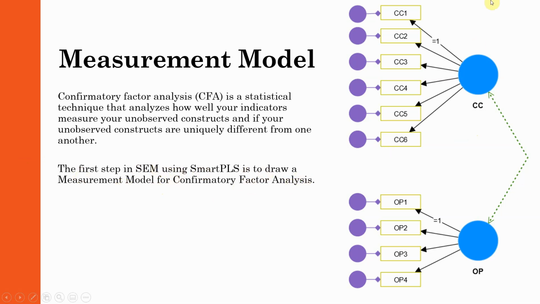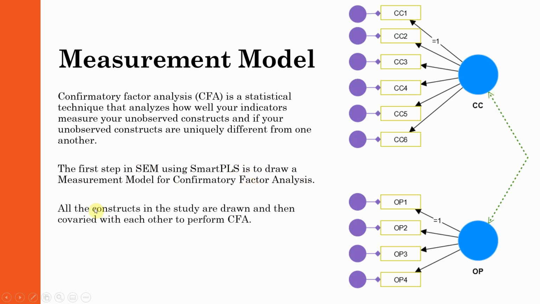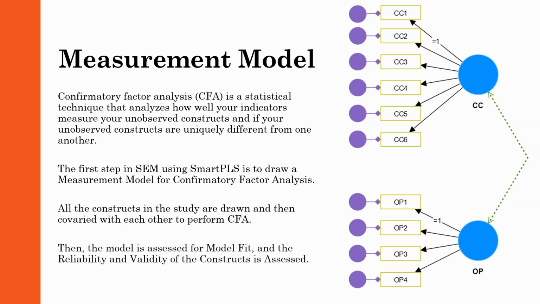The first step in SEM using SmartPLS is to draw a measurement model for confirmatory factor analysis. So you draw your measurement model to establish confirmatory factor analysis. All the constructs in the study are drawn and then covaried with each other to perform CFA. Now this is covariance, and we are going to look into this in detail. This is just an introductory session. Then the model is assessed for model fit, reliability, and validity.